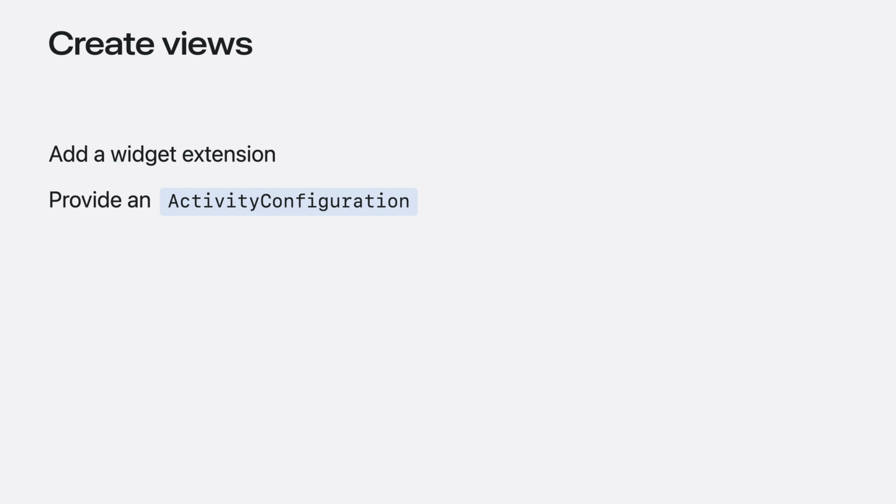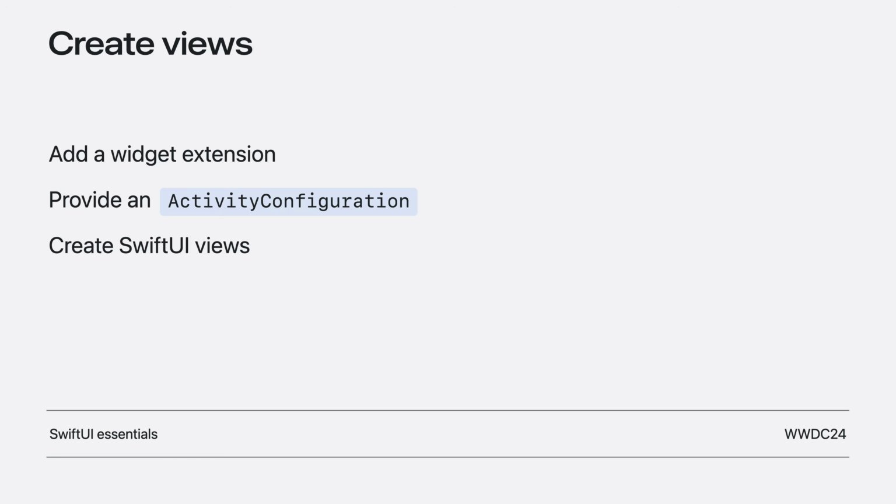The interface for a live activity is built using WidgetKit. To get started, add a widget extension to your app if you don't already have one. There, you'll provide an activity configuration that describes its views. Each presentation of live activity is a SwiftUI view, which reads the attributes and content state provided to it. If you're new to SwiftUI, check out the video SwiftUI Essentials.